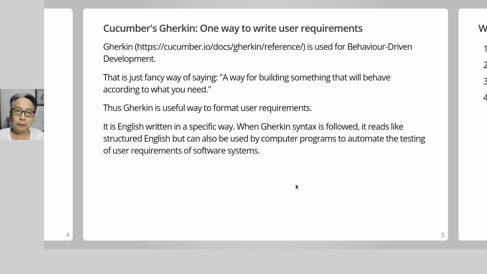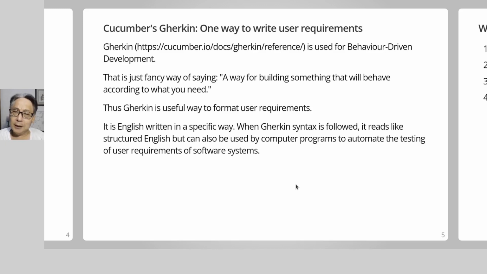One way of writing user requirements is by using a company's syntax. That company is Cucumber, and that syntax is Gherkin. Cucumber was founded to promote behavior-driven development, and that's just a fancy way for building something that will behave according to what you, the users, need. Therefore, the Gherkin syntax is a useful way to format user requirements.